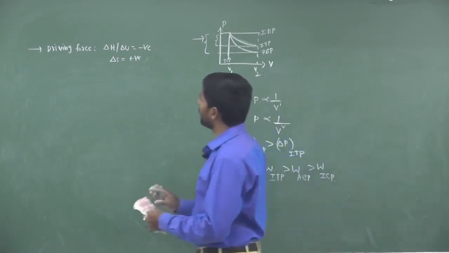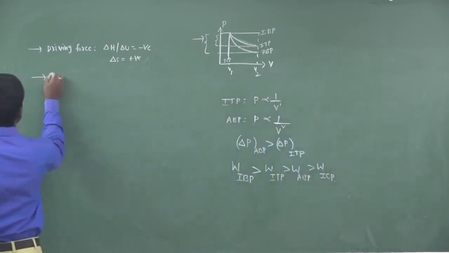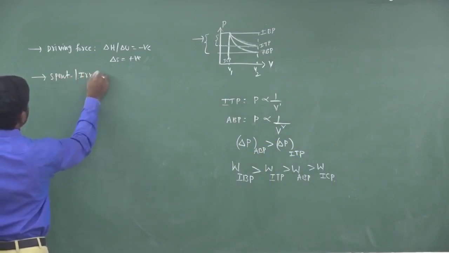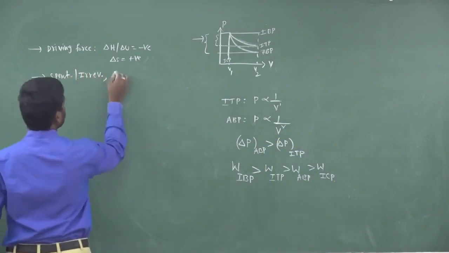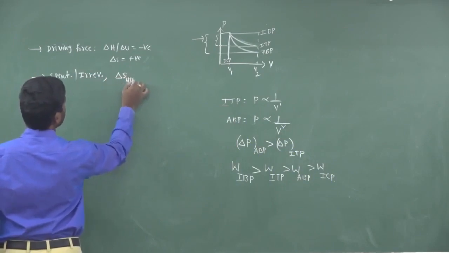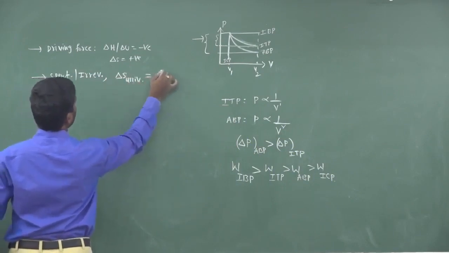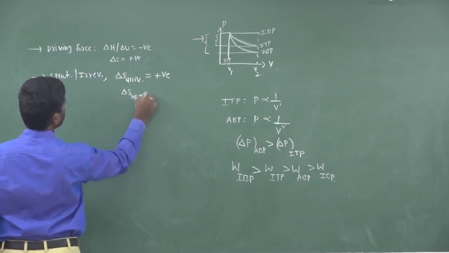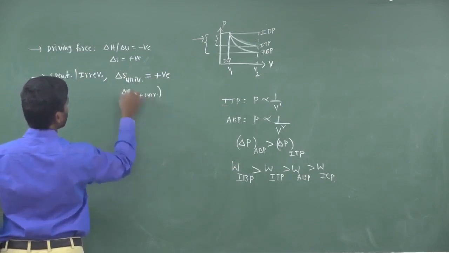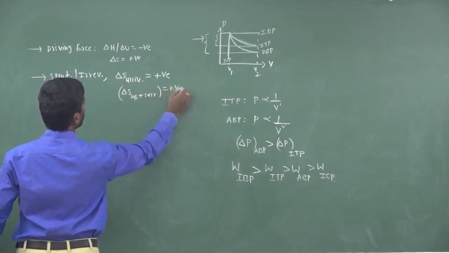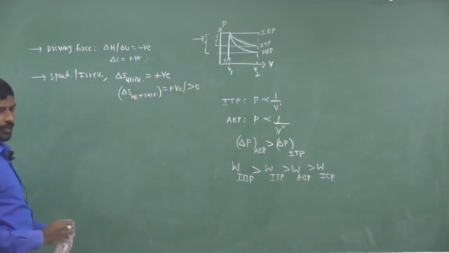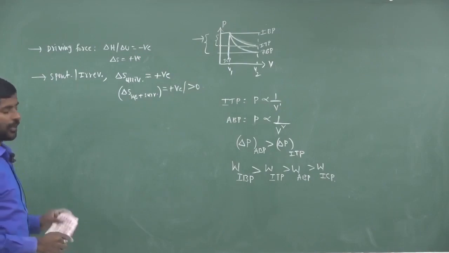That's why the condition for spontaneity or irreversible process with respect to entropy is not delta S of the system positive, but delta S of the universe positive. Delta S universe is system plus surroundings, and it is greater than 0. Important: that is the condition for spontaneity with respect to entropy.